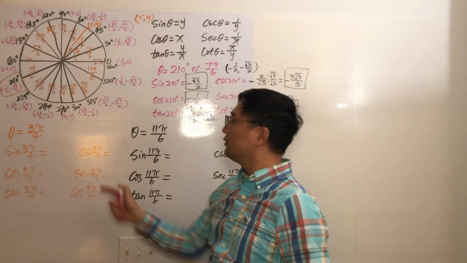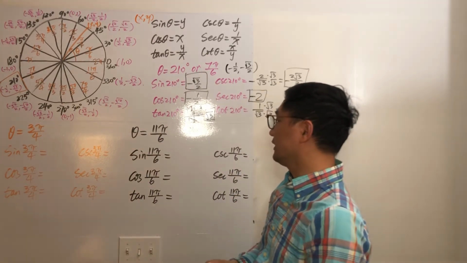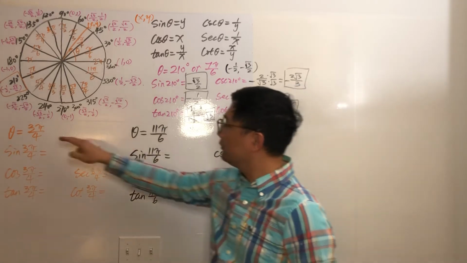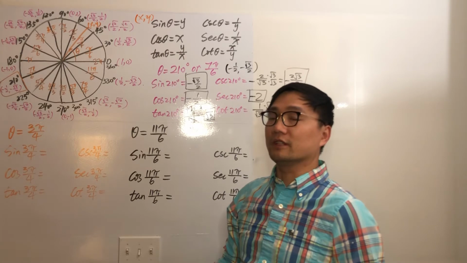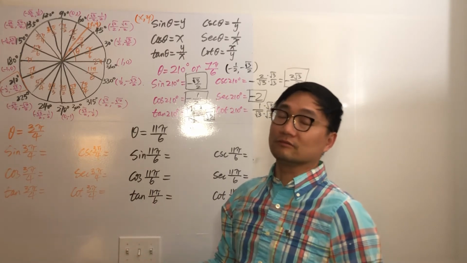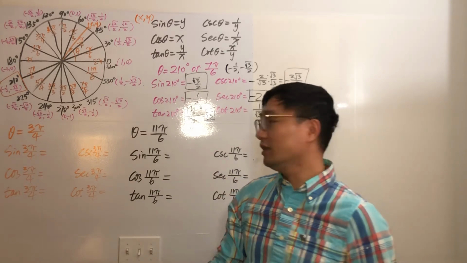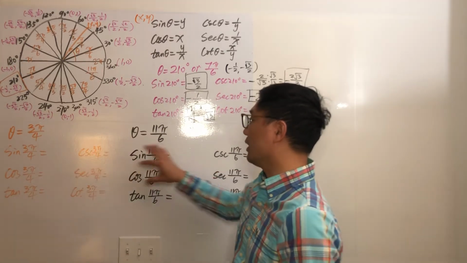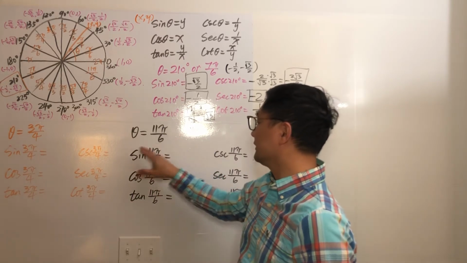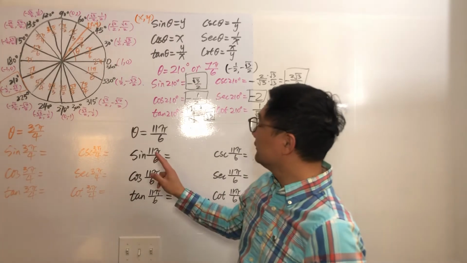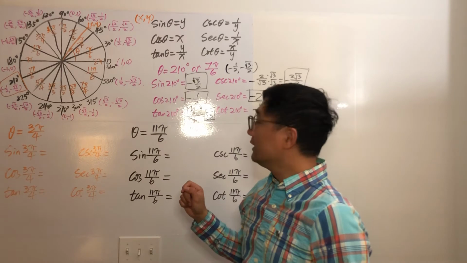Now I want to give you 2 more examples to explain how we can evaluate the 6 trig function values. These 2 examples I give you with a radian angle because, as I told you before, in trigonometry we normally use the radian angle. We don't want to use the degree angle anymore. So first, theta is 11 pi over 6.